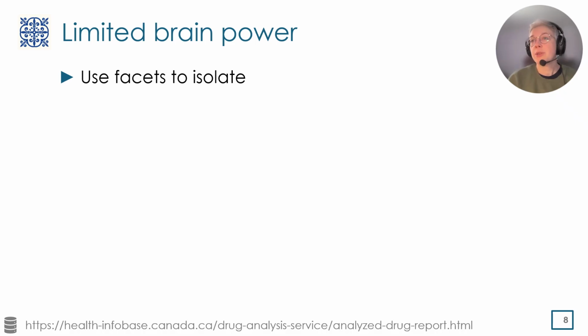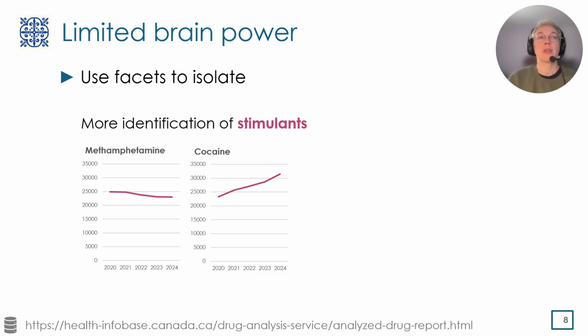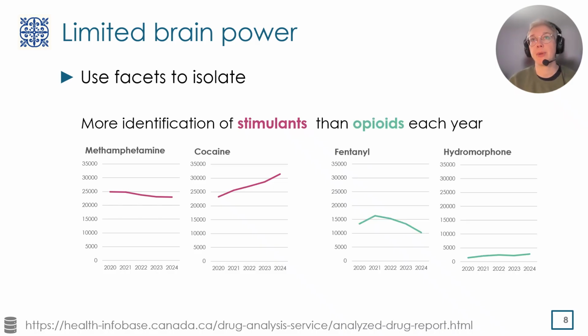Another way to do that is to use facets to isolate. So facets are, instead of building one big graph with the lines, you do smaller tiny graphs, each with one line, like this. So you can go, oh, we have in our country more identification of stimulants than we have identification of opioids each year. And see here how I use the animation to deliver this message one step at a time so that it would be well understood, right? Instead of trying to analyze everything all at once, I deliver each part of the message individually.